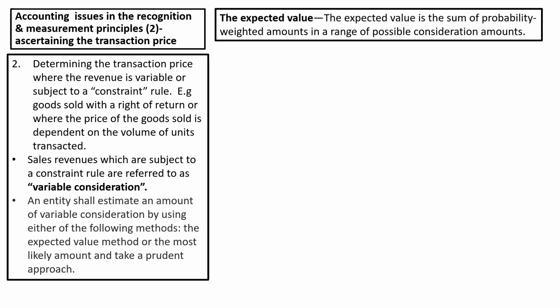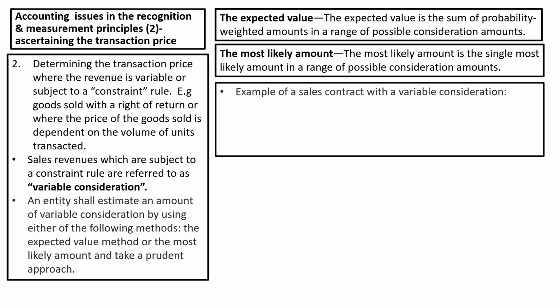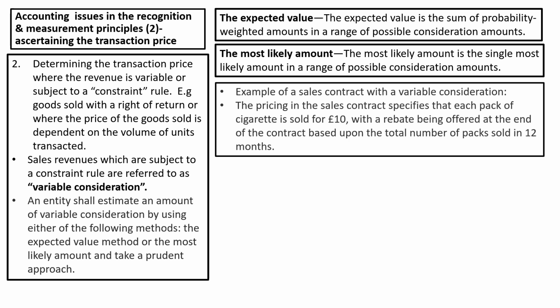So the expected value is the sum of probability weighted amounts in a range of possible consideration amounts. The most likely amount is the single most likely amount in a range of possible consideration amounts. Let's look at an example of a sales contract with a variable consideration. The price in the sales contract specifies that each pack of cigarettes is sold for £10, with a rebate being offered at the end of the contract based on the total number of packs sold.